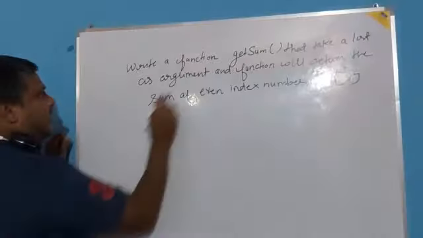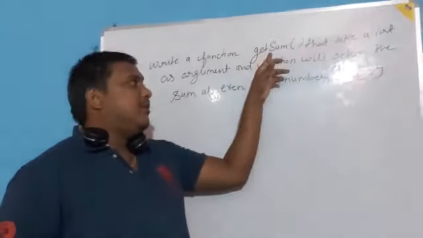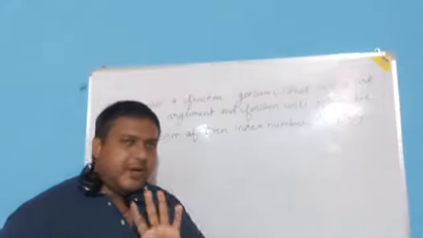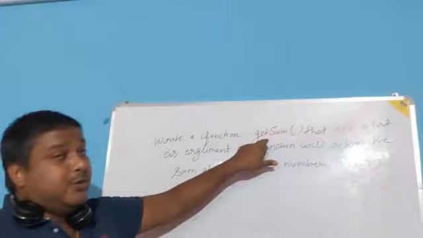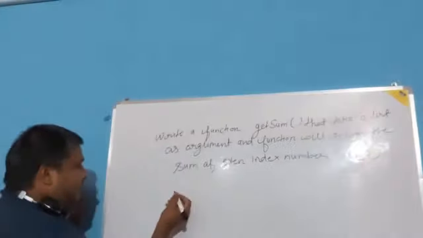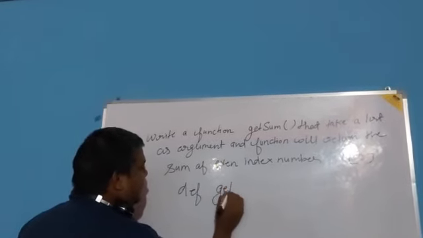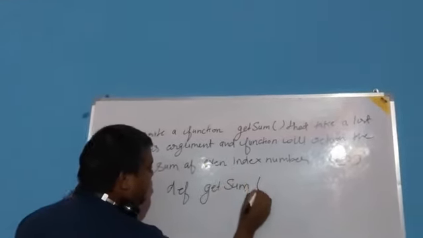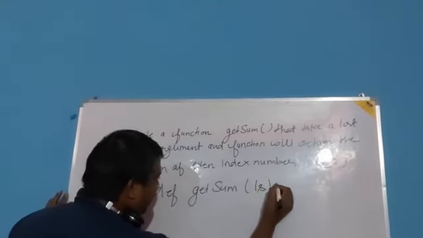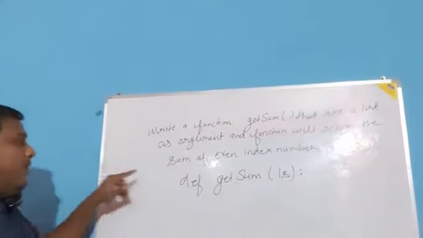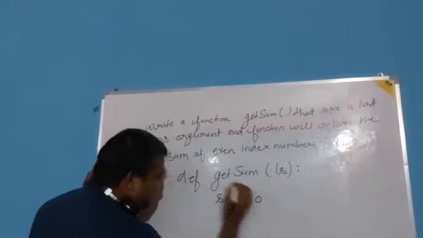Look here, in this program a function name is also given, get sum. We can't use another function's name. If the function name is given, we have to use that function name only. So we will write def, the function name is get sum without any space, and we have to take one parameter as a list. So I am taking ls. We have to find the sum, so we declare one variable, sum is equal to 0.